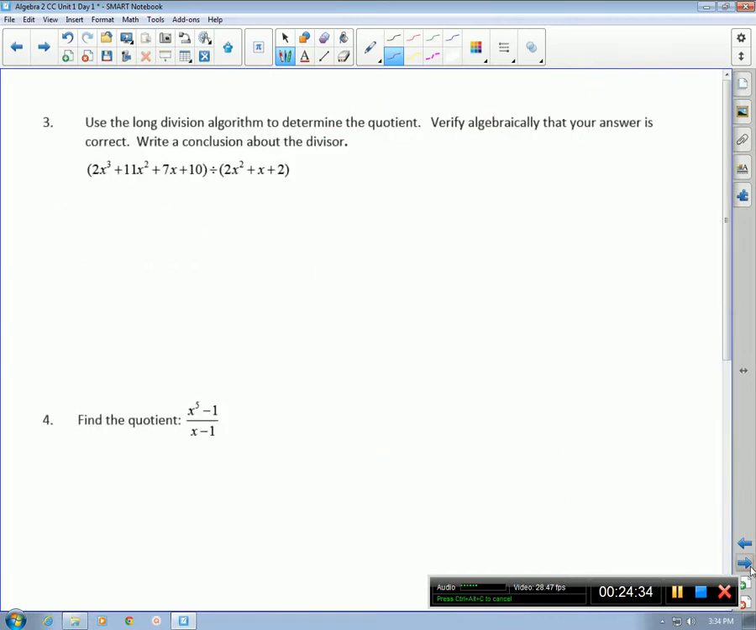On this last page, let's see if there's anything crazy or new here. Use long division to determine the quotient. All right, that should be no problem. And number 4 just says find the quotient. So you could use long division, or if you'd like, you could use tabular, but please notice you're missing 0x to the 4th and 0x cubed and 0x squared and 0x. So you want to squeeze all of those between these 2 terms.